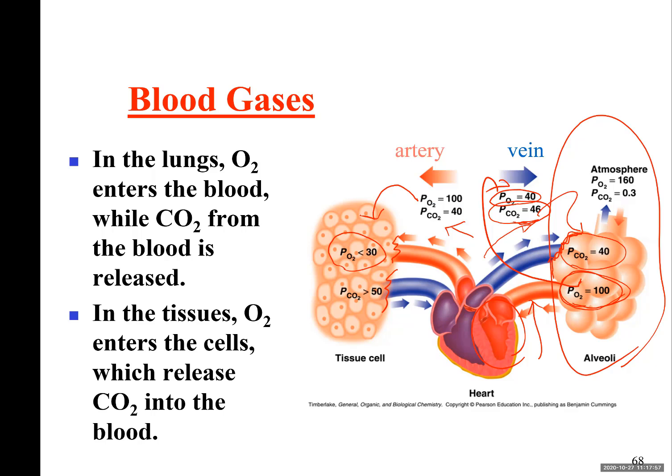And inside the cell, pressure of carbon dioxide is more than 50 millimeter of mercury. Inside the vein is 40. So at the same spot, carbon dioxide is moving in, oxygen is moving out, and this is what is happening. Our vein is carrying carbon dioxide to the lungs, releasing carbon dioxide, absorbing oxygen, and delivering to our cells. So this is application of Henry's law.